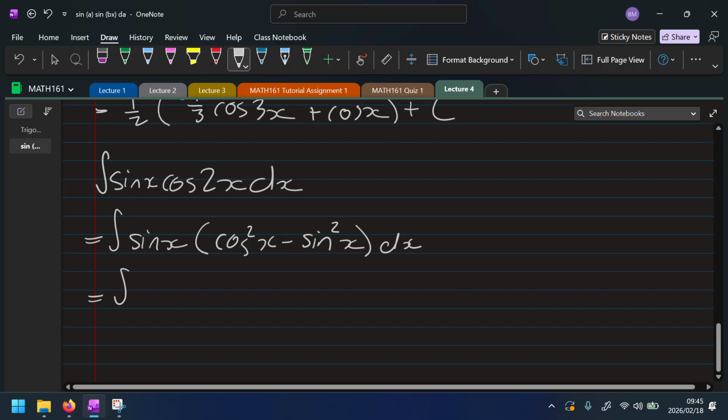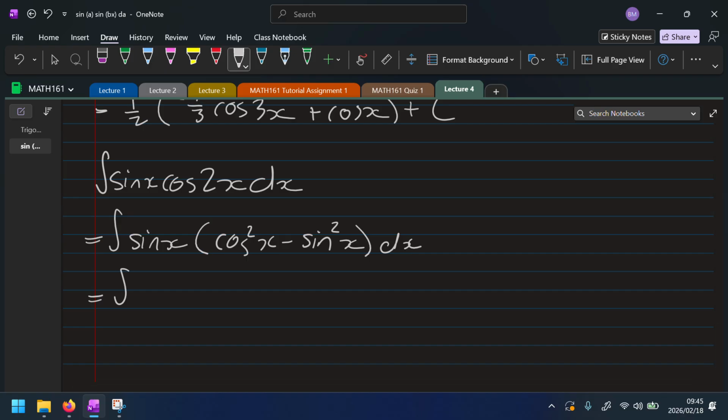Now this becomes the integral. I'm going to split it into two problems. I'll do the first one with you. The second one I'll leave for homework. So we're going to have cos squared and sine. We're going to write that here, cos squared x sine x dx minus the integral sine and sine squared. That's going to be sine cubed.